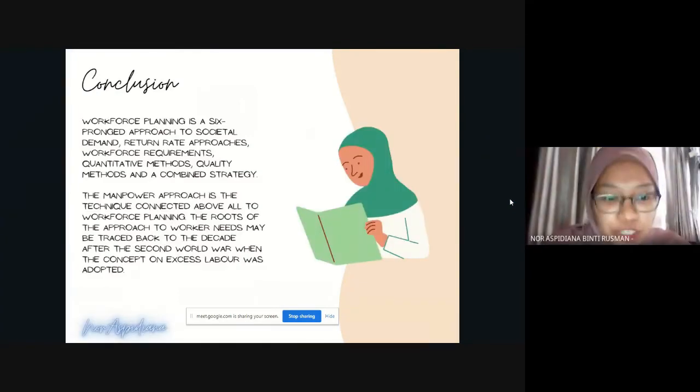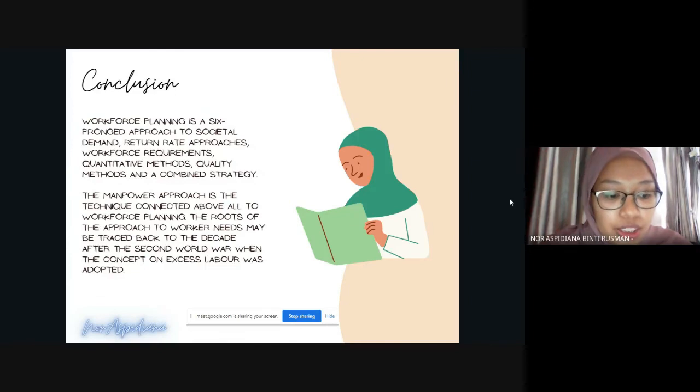Hi, my name is Noor Aspidiana. I will present the last part, which is the conclusion. As a conclusion, the fundamental assumption of the manpower requirement approach is that education and economic development have a direct link and that a scarcity of skilled labor can slow progress. The limitation is that educated workers of different sorts are consumed at a set rate and there is no mechanism to shift between different forms of educated workers.